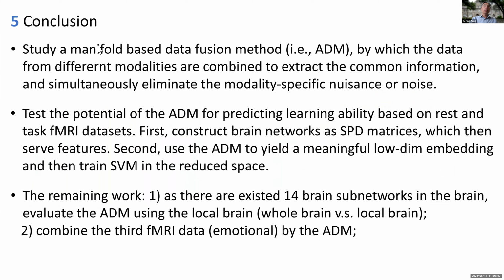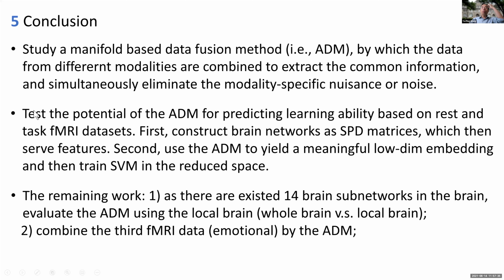So in summary, here we propose a diffusion map-based approach for learning the important features from the brain connectivity network, and using this nonlinear manifold learning, we can combine the information from the two different data modalities, which can reduce the noise for each modality, while extracting the common information from both modalities.